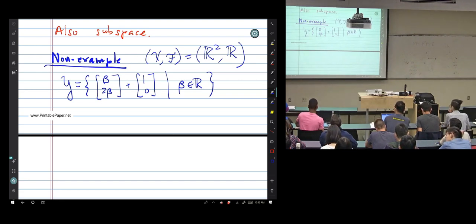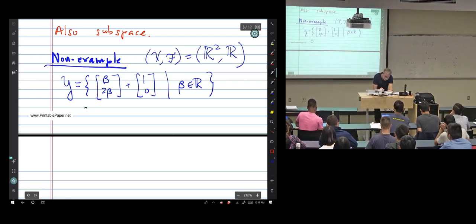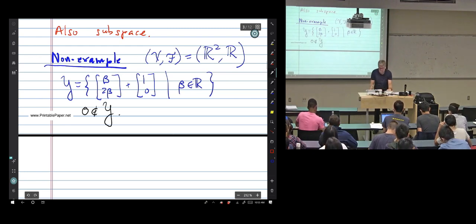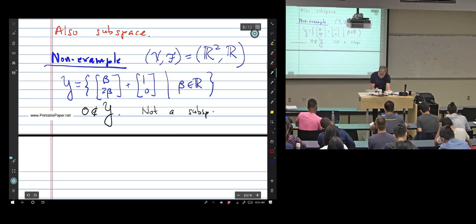Okay, we have 1 vote for not. Said non-example. Yes! I love it, I love it, I love it, yes. Okay, 0 is not an element of Y, okay? So, not a subspace. So that's the easiest thing to check.